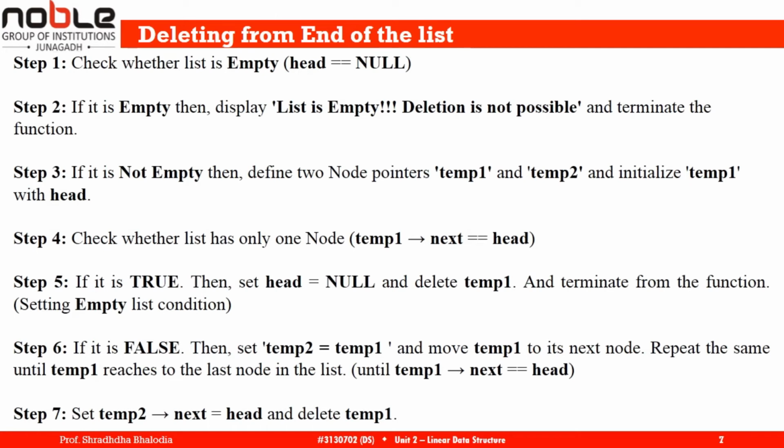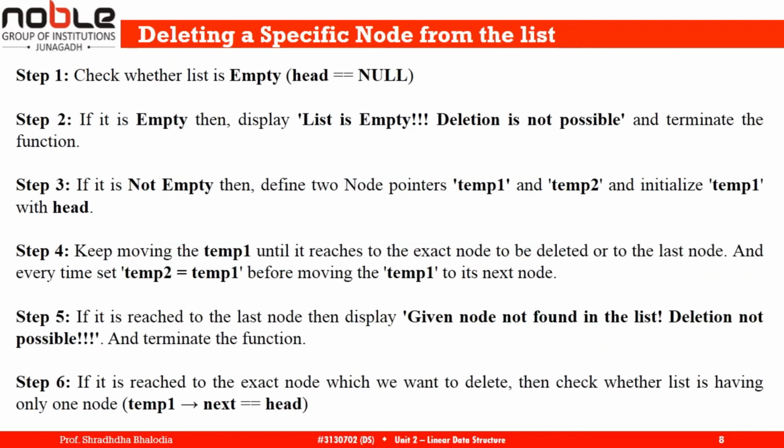So this is how the deletion is possible from the end of the circular linked list. Now we are checking the third algorithm. It means deleting a specific node from the list.